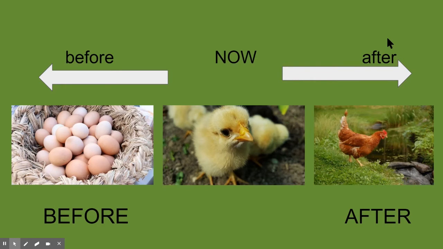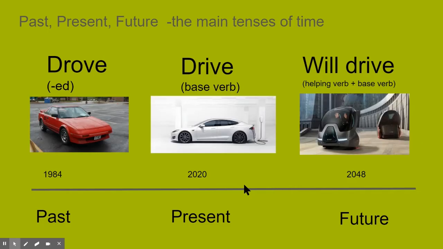before and after, right? Before this chicken was born, it was in an egg, right? After this chicken grows up, it will look like this, right? So before and after, pretty easy. You probably already know that. And then just as a quick review, past, present, and future.